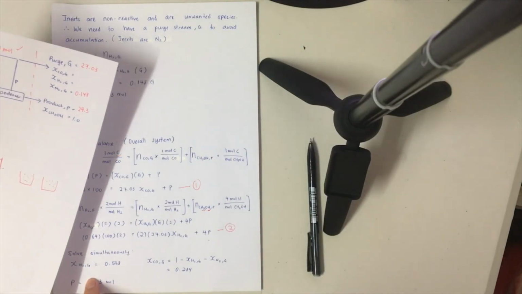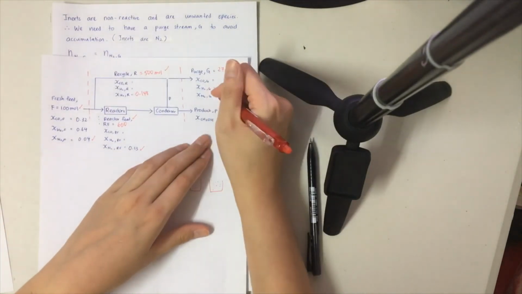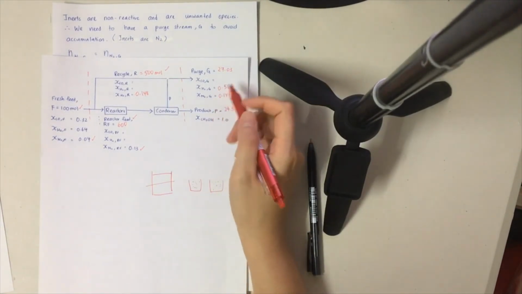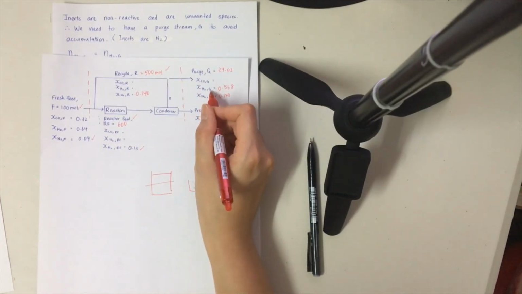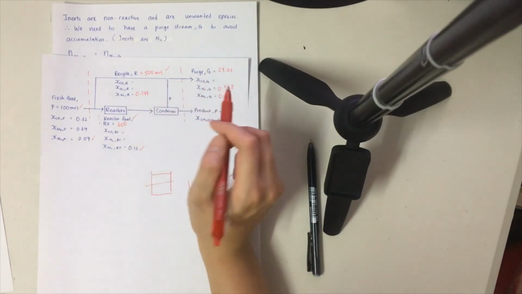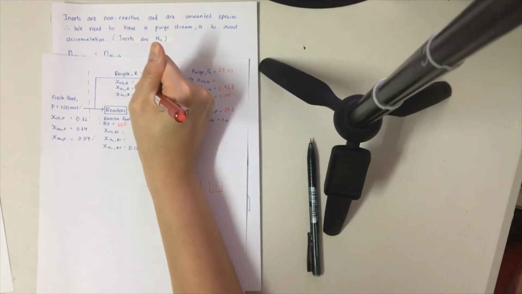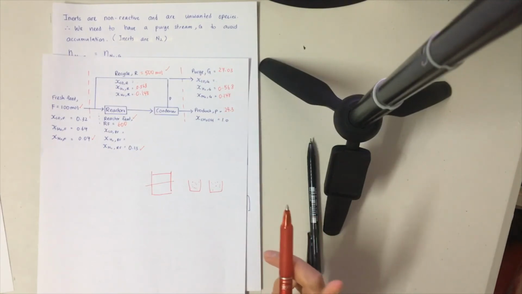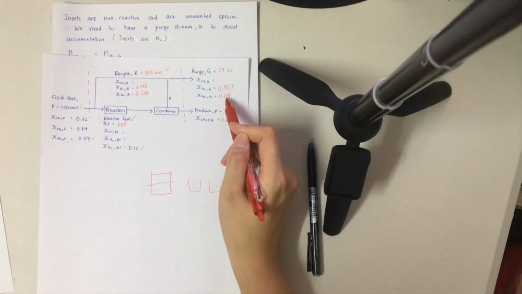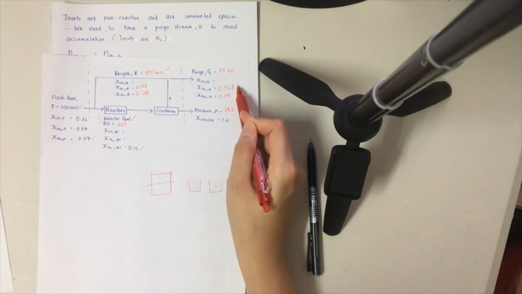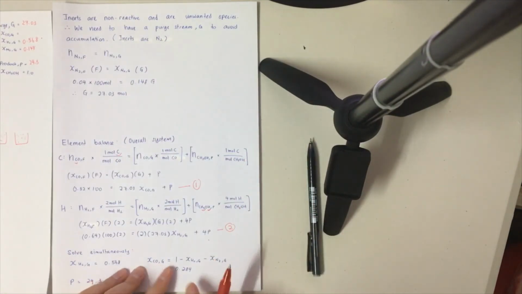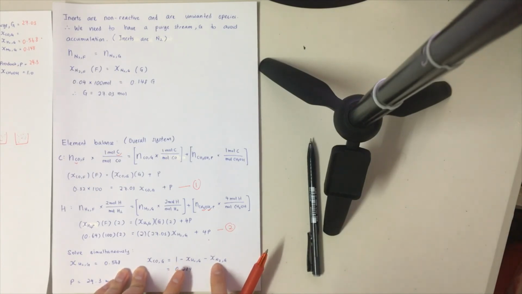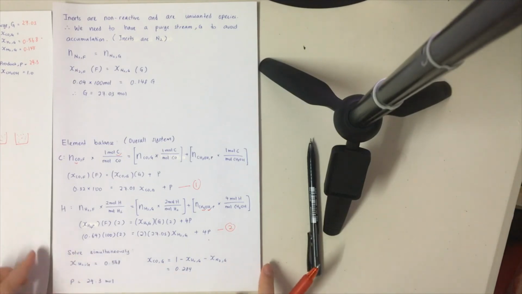So 0.568. This one is the same, right? The purge stream and the recycled stream share the same composition, 0.568. And how are you going to find this? Simple. Just take 1 minus this and minus this one. So take 1 minus the fraction of hydrogen in G minus the fraction of nitrogen in G, and we should obtain 0.284.